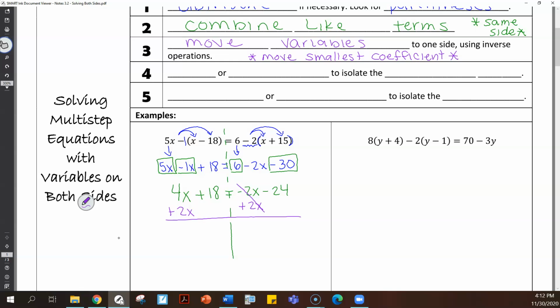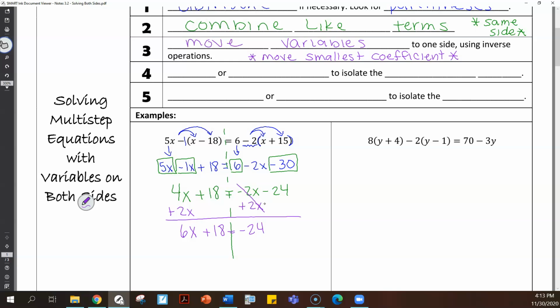Now, just like combining like terms, all I have to do is add the coefficients here. 4 plus 2 gives me 6 x's. Okay? I haven't done anything to 18, so 18 is just going to come down. My 2x's or my negative 2x's are going to reduce to 0. I don't need to write them at all. And then equals negative 24. Again, I didn't do anything to it. It's just going to come down.